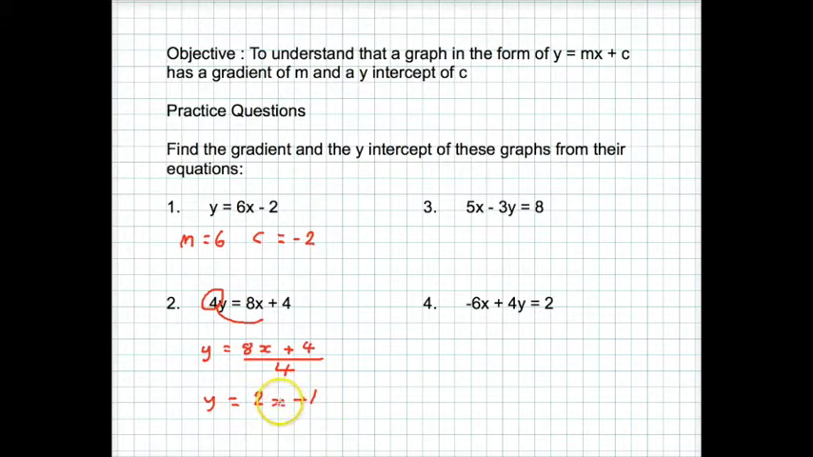Now we've got it in the form y equals mx plus c. M is represented by the 2, so our gradient is 2. And c is represented by the 1, so it cuts the y-axis at 1.